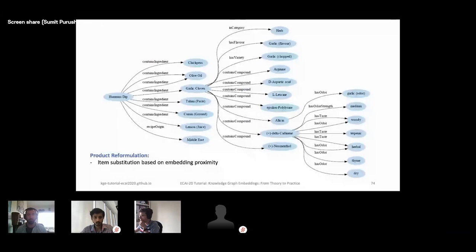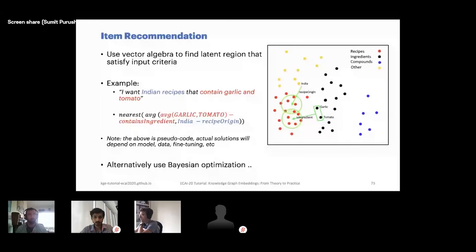The next slide, please. Another use case we'll look at is item recommendation. For this instance, we'll just use simple vector algebra in order to find latent regions that satisfy particular input criteria. So in the example here, we're just going to consider if I want Indian recipes that contain garlic and tomato.